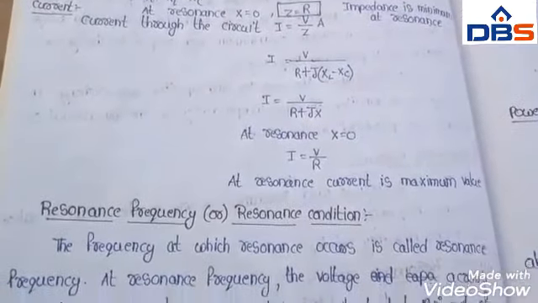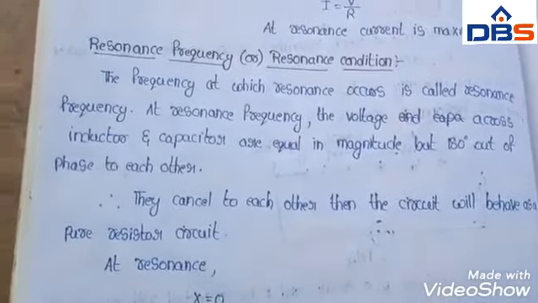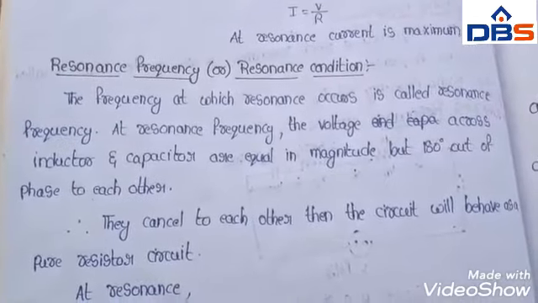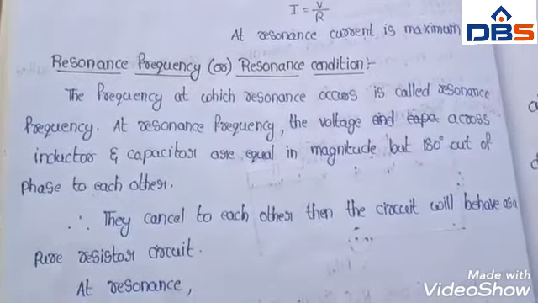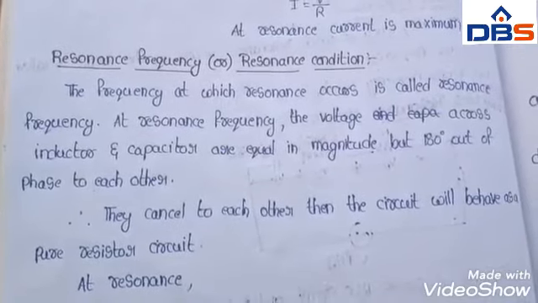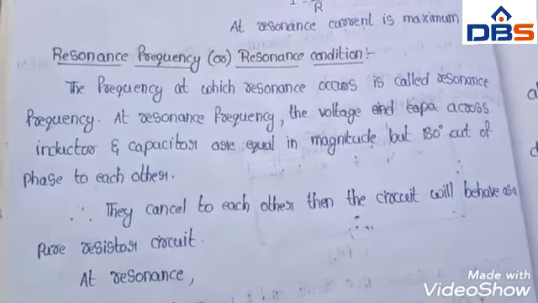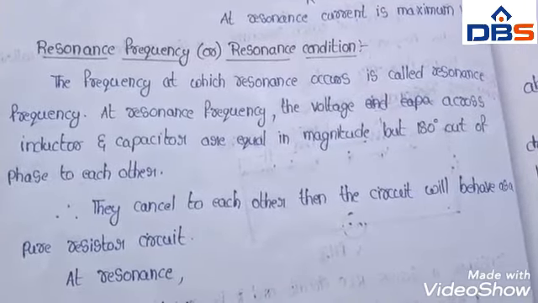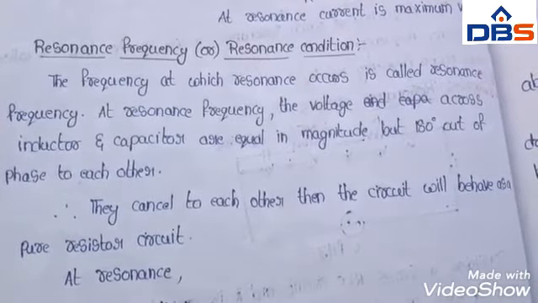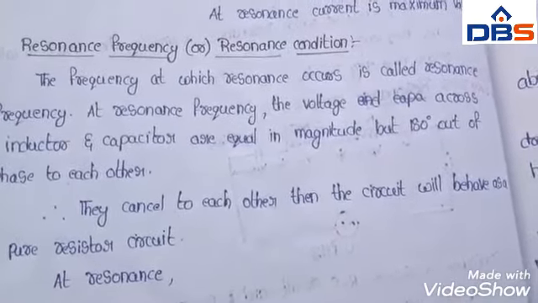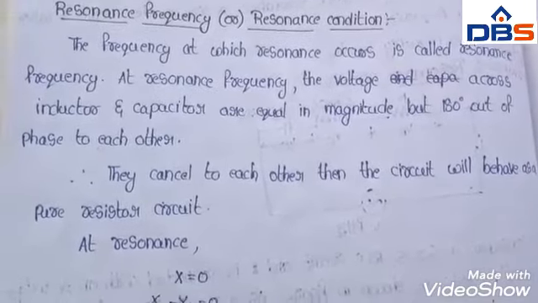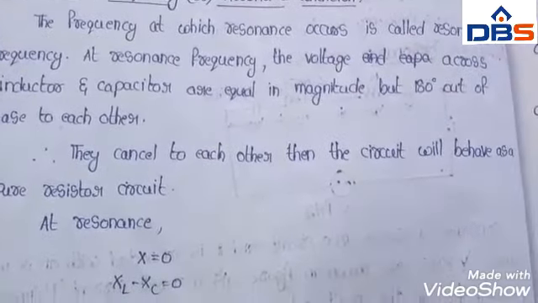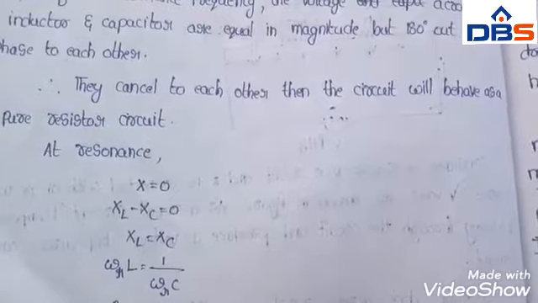And coming to the resonance frequency, how to derive the resonance frequency? The frequency at which resonance occurs is called resonant frequency, already discussed. At this frequency, the voltages across the inductor and capacitor are equal in magnitude but out of phase, that is 180 degrees out of phase, such that they cancel each other. Therefore, at resonance, the RLC series circuit will behave as a resistive circuit.